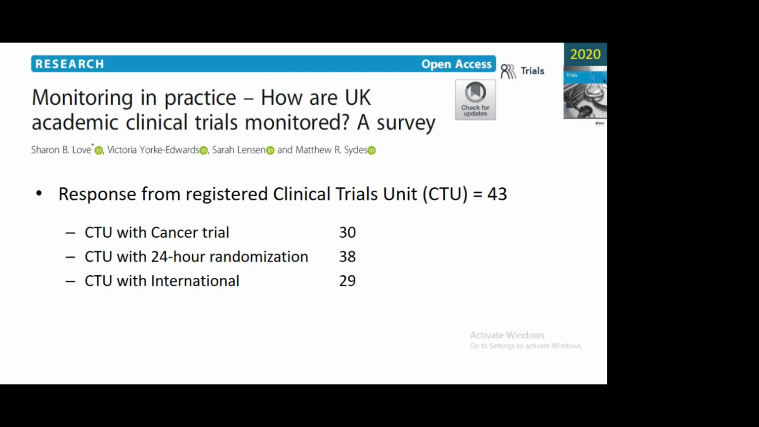So actually what is happening? One recent survey was done in the United Kingdom: monitoring in practice, how are UK academic clinical trials monitored? They contacted 50 registered clinical trials units in their country. Out of them, 43 responded. These clinical trial units were registered and approved for cancer trials in 30, with 24-hour randomization approval in 38, and with international trials in 29. So these are the characteristics of those clinical trial units.